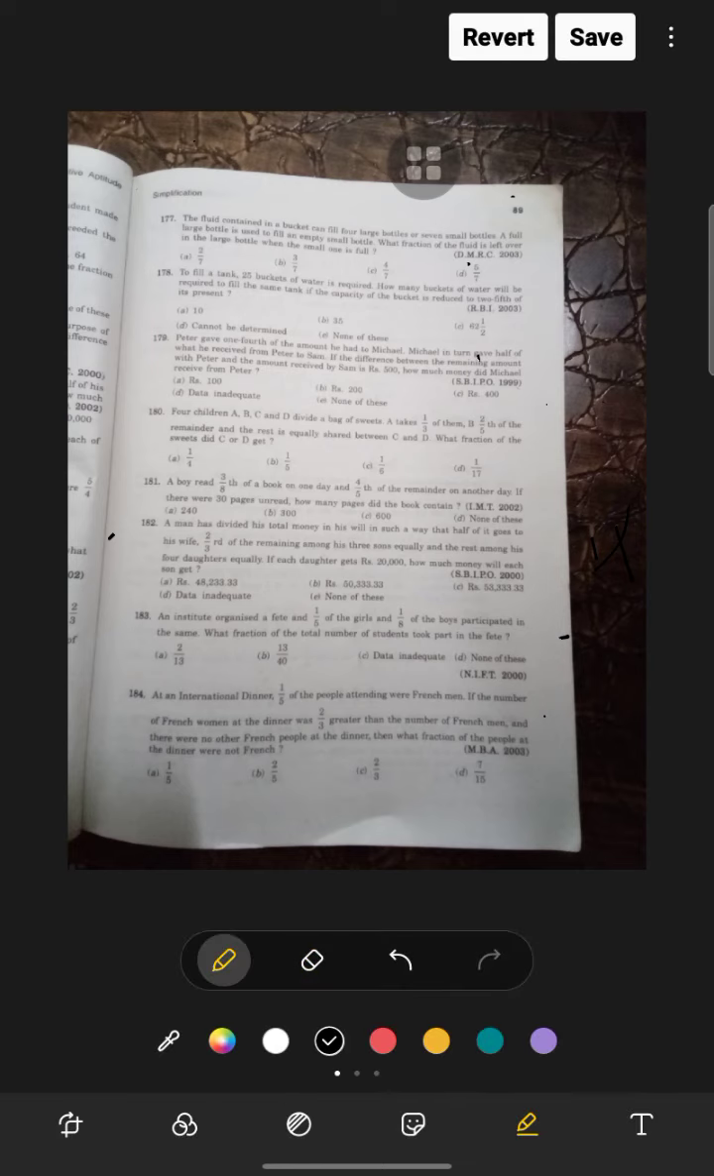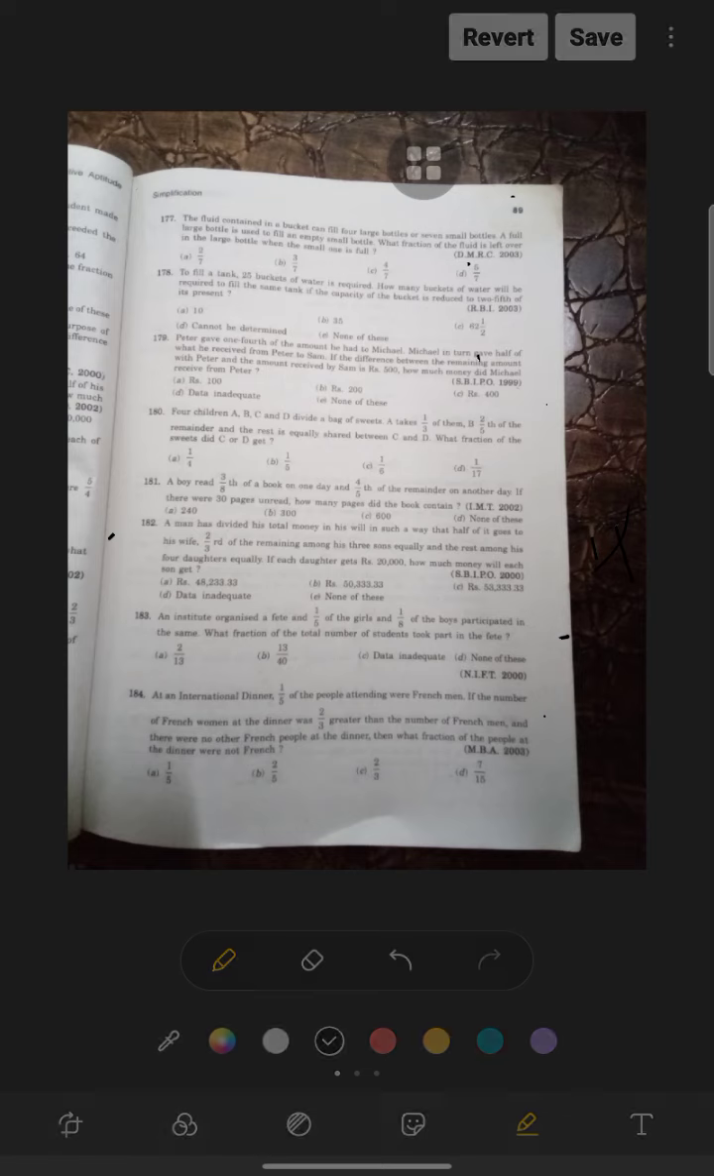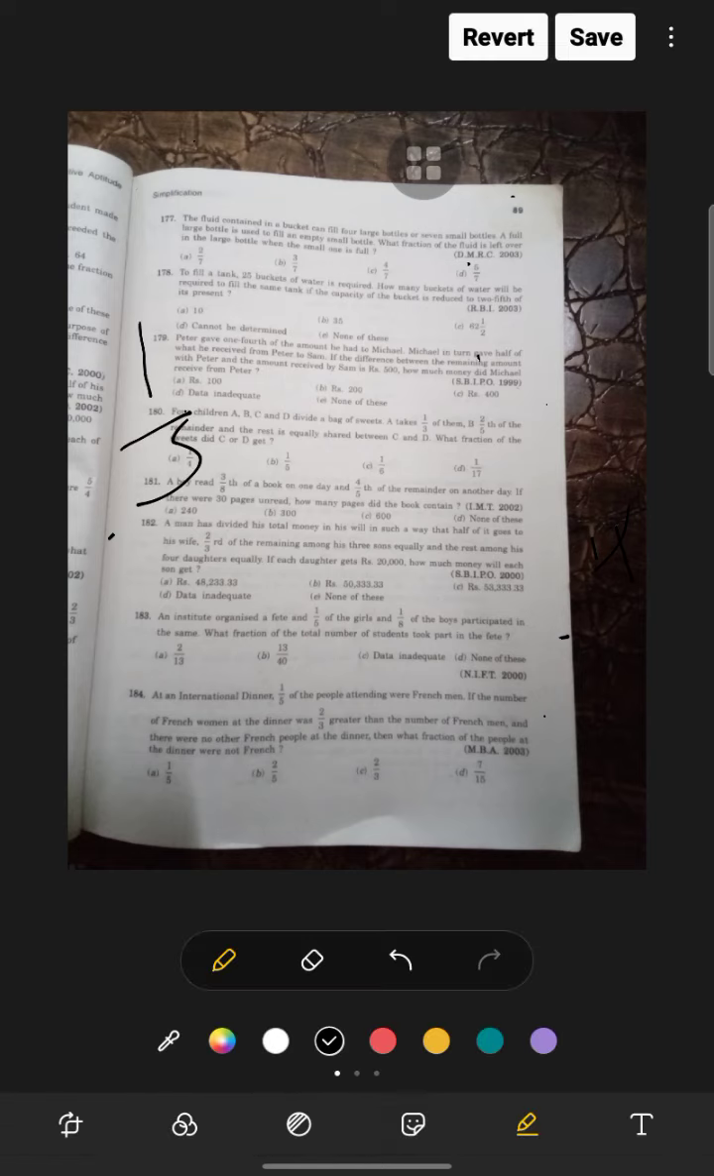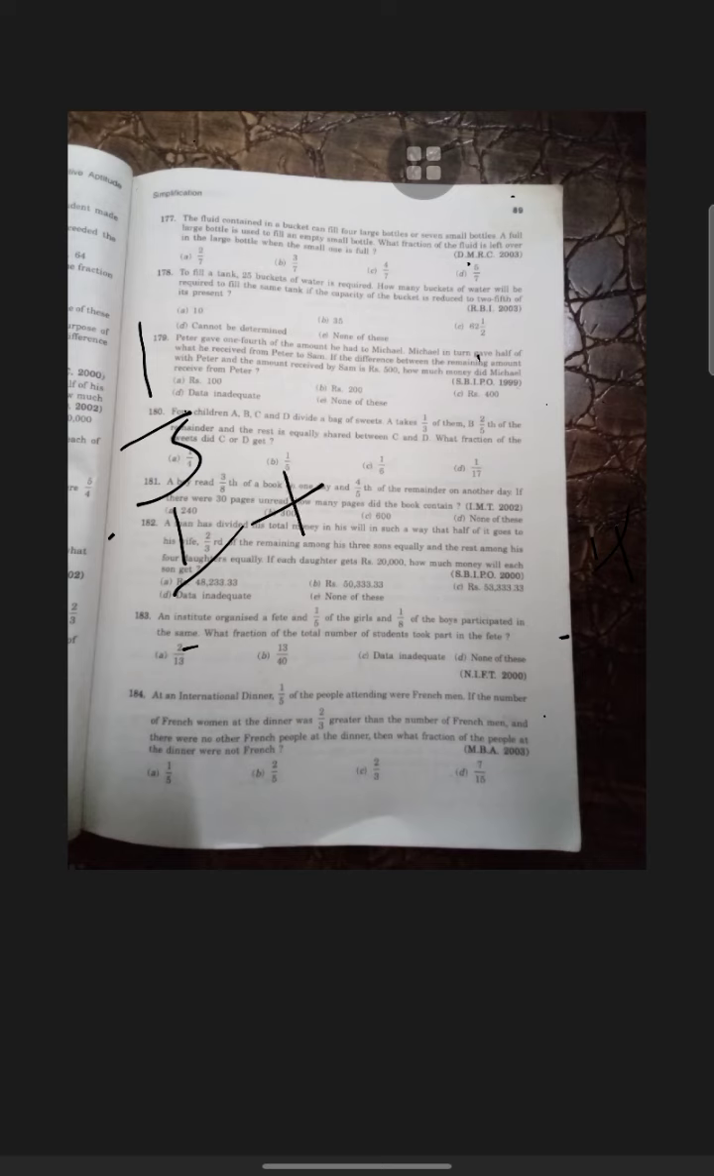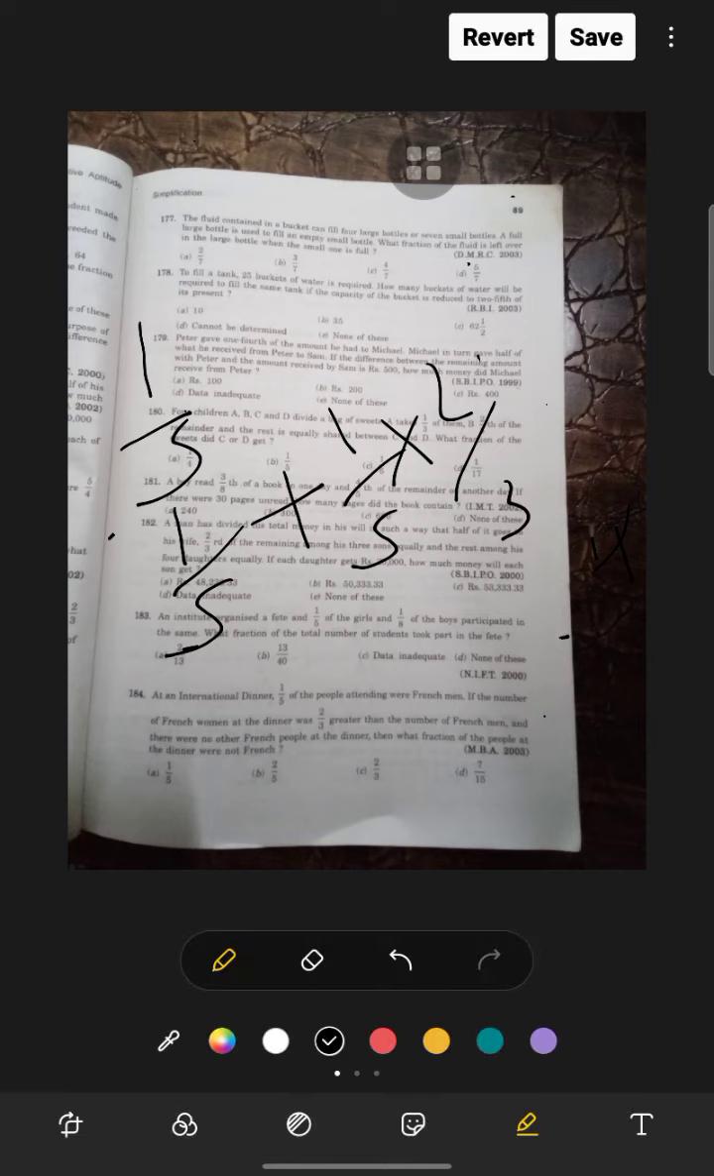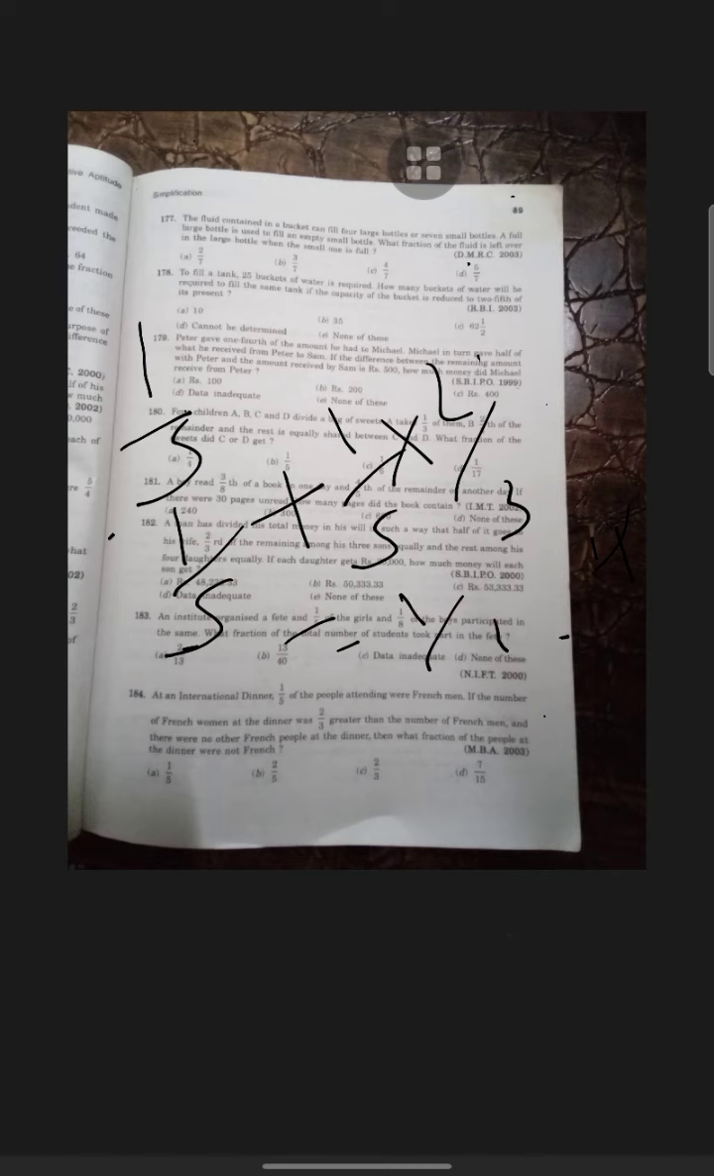Let's go through this again. At an international dinner, 1 by 5 of the people attending were Frenchmen. If the number of French women at the dinner was 2 by 3 greater than the number of Frenchmen. So 1 by 5 are the men, and 1 by 5 plus 1 by 5 into 2 by 3 greater than the men. The number of French women was 2 by 3 greater than the number of French men. Now solving, we got 1 by 3.